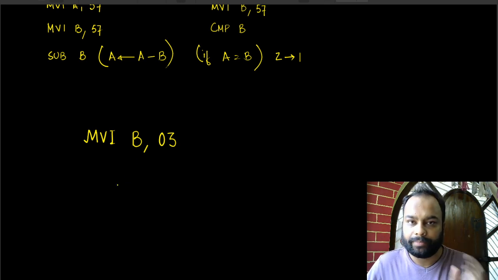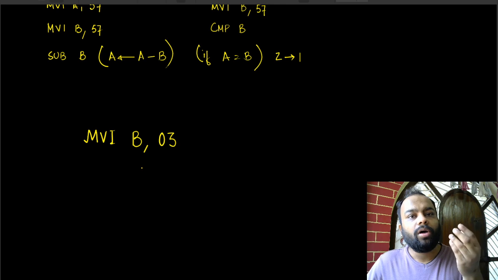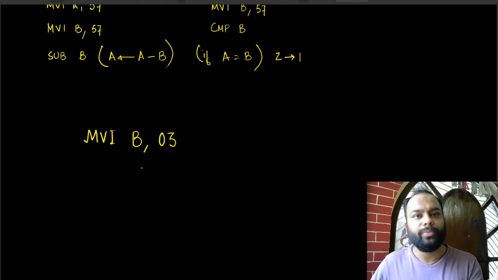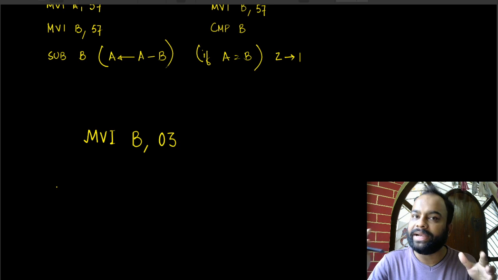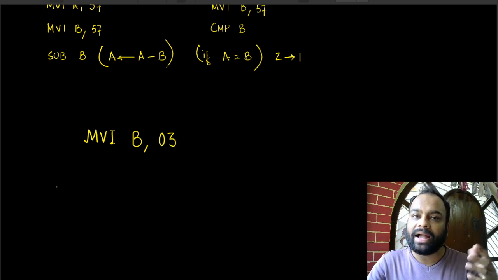It's 03, right? Now for some reason, and we shall see why, I might want to decrement the value of register B. Maybe I want to do something 3 times, and I'm keeping a count of that. So if I want to keep a count of something, what would I do?